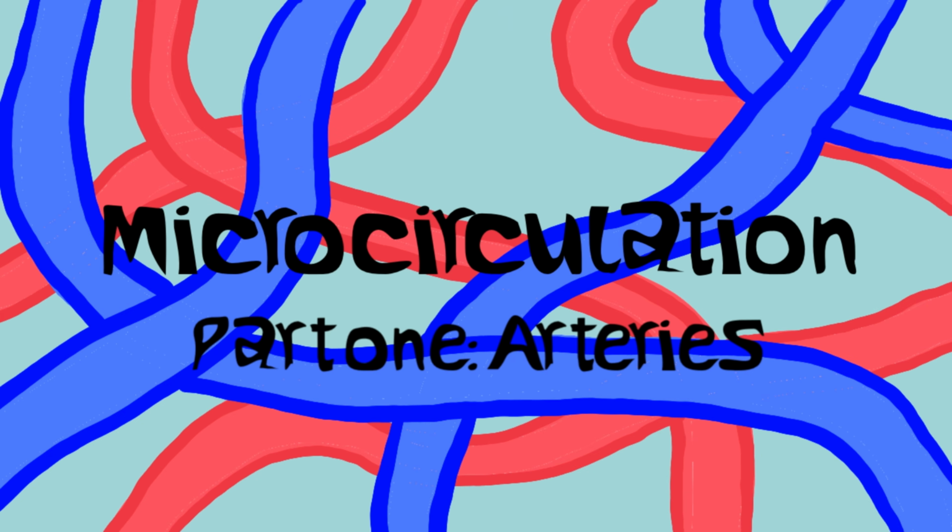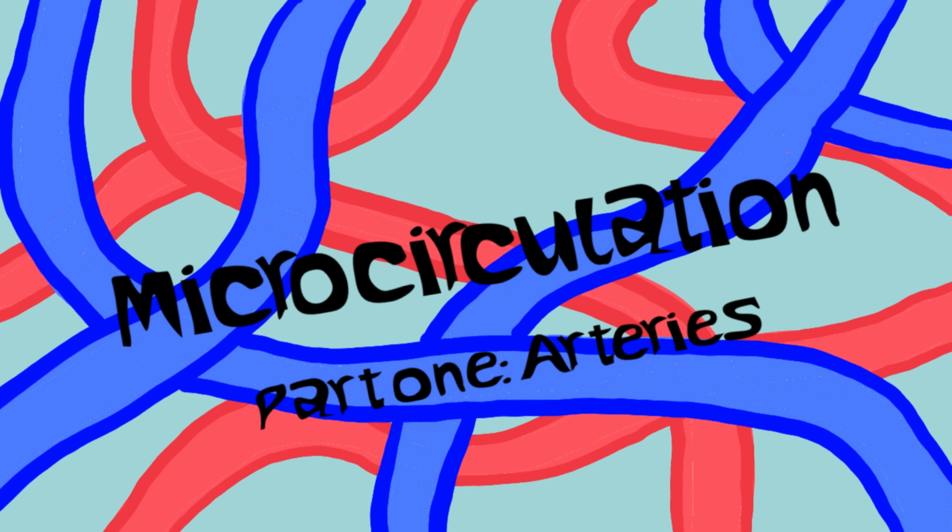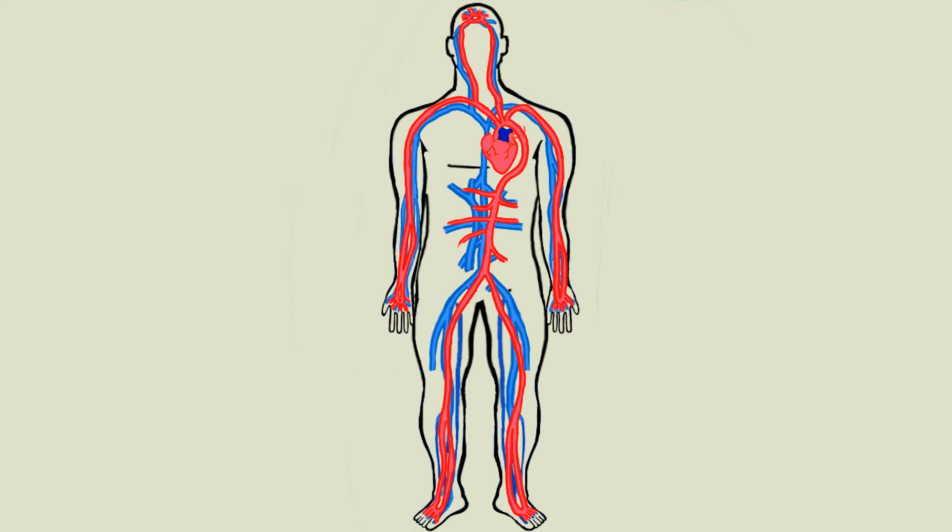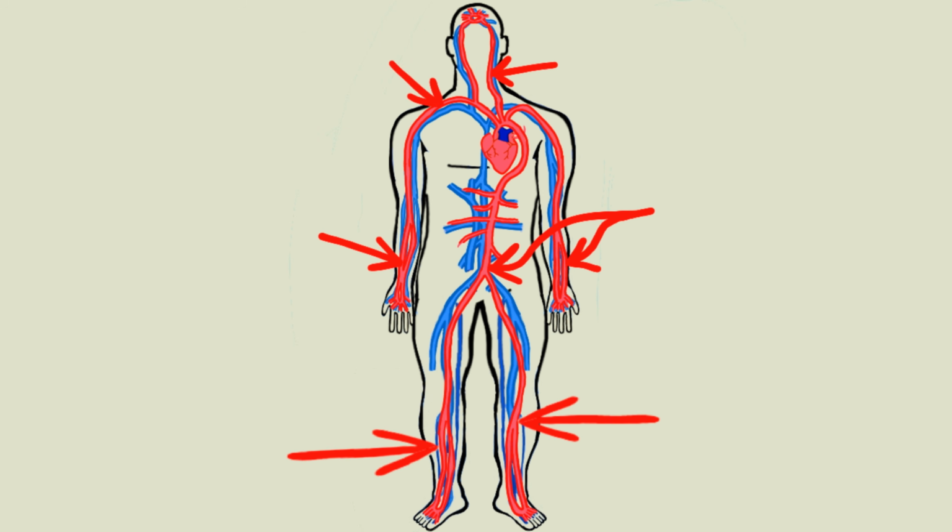Microcirculation, Part 1, the arteries. With microcirculation, we are talking about cells containing blood passing through vessels that get smaller and smaller and then larger again. These vessels are kind of like pipes throughout the body. This video is focused on arterial microcirculation.